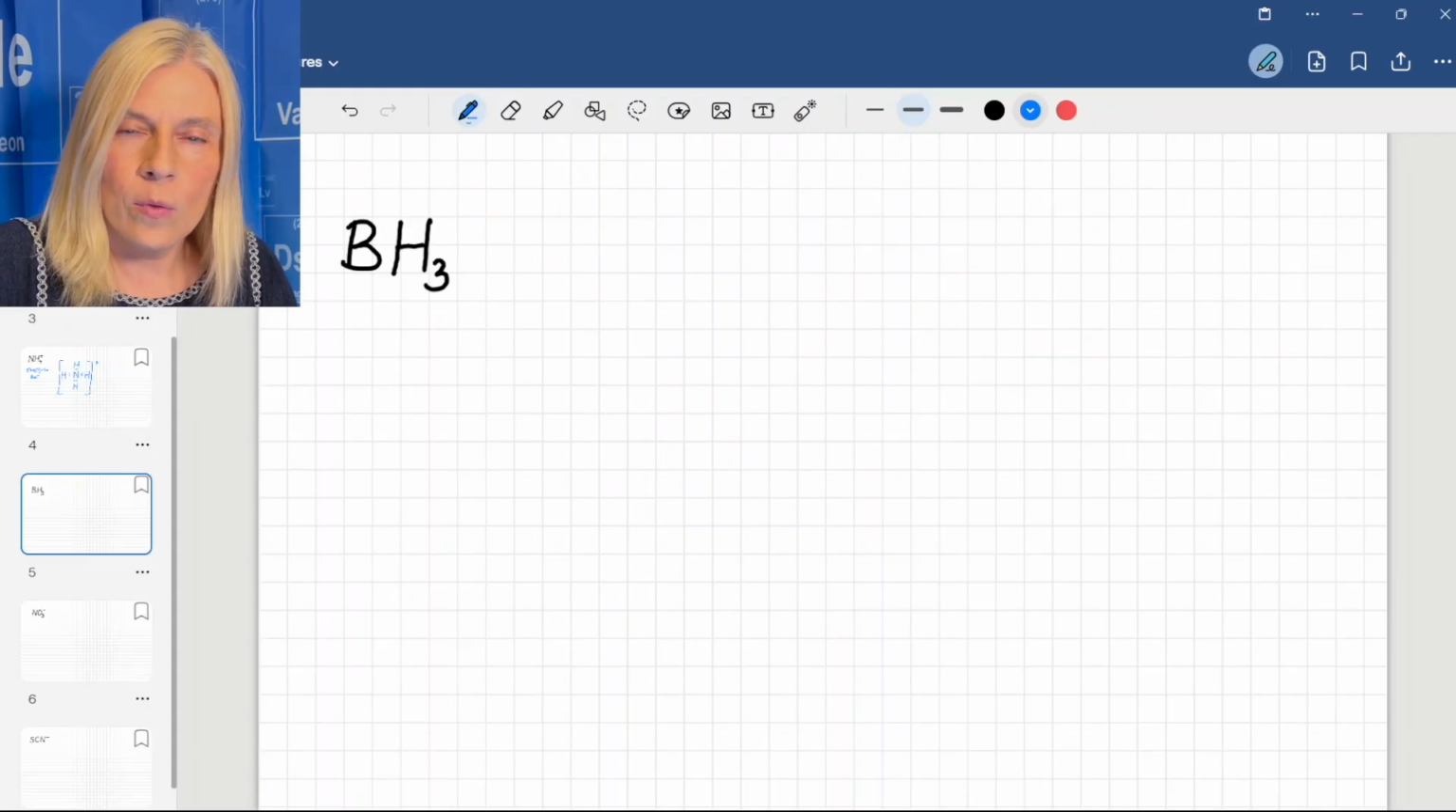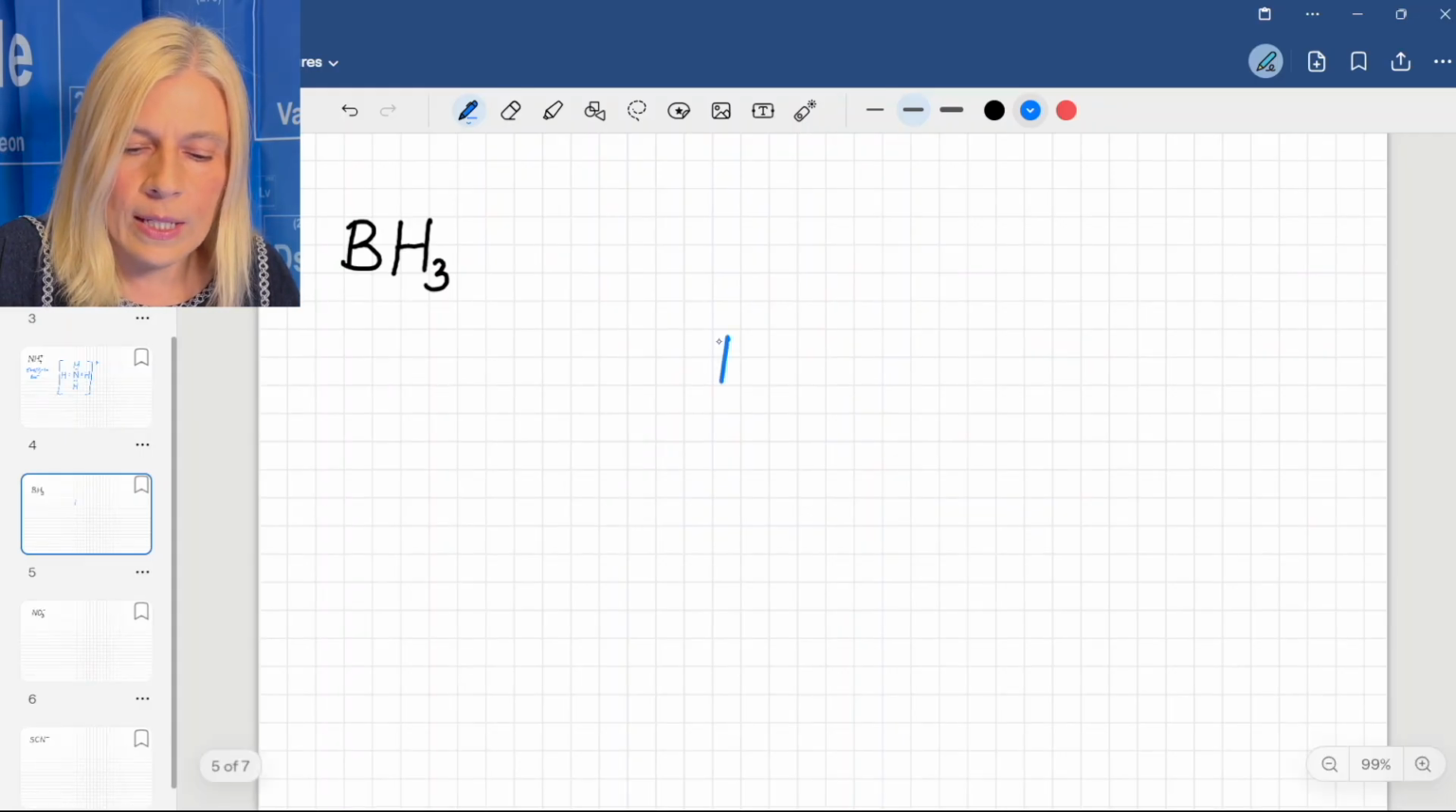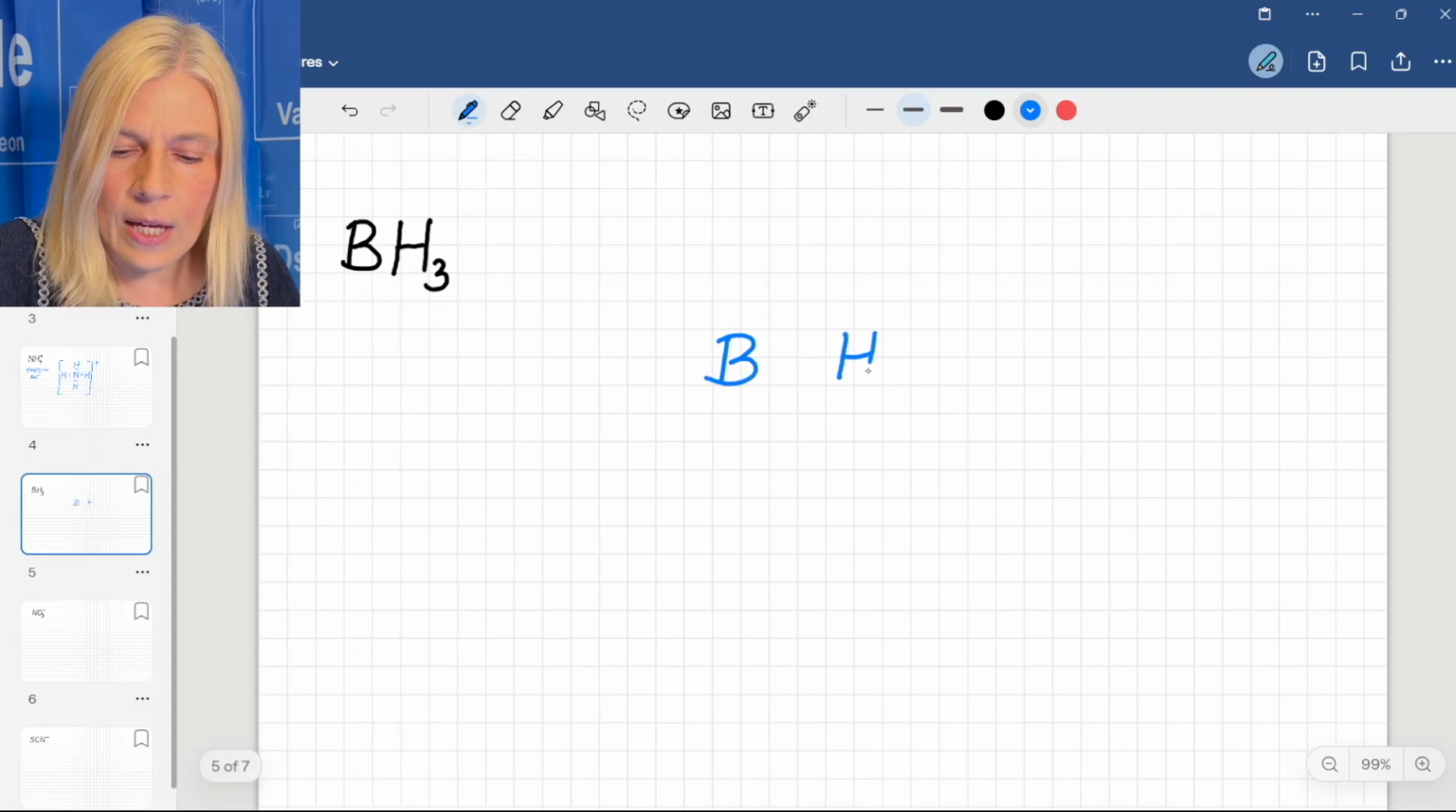Okay, let's go here. BH3. So what are we doing? We're sticking boron in the middle, hydrogens on the outside.